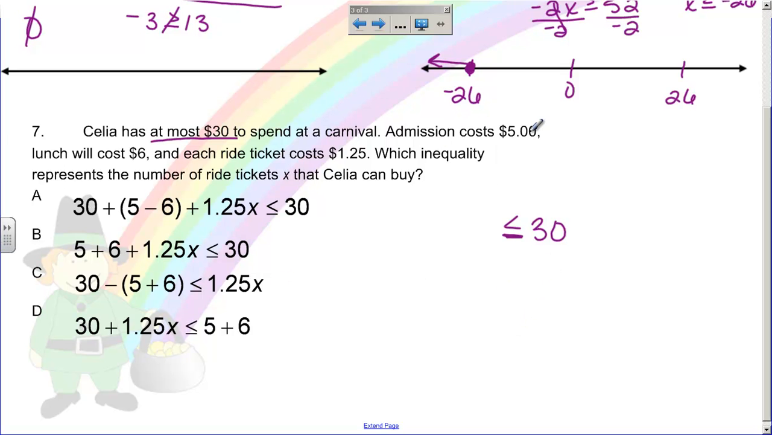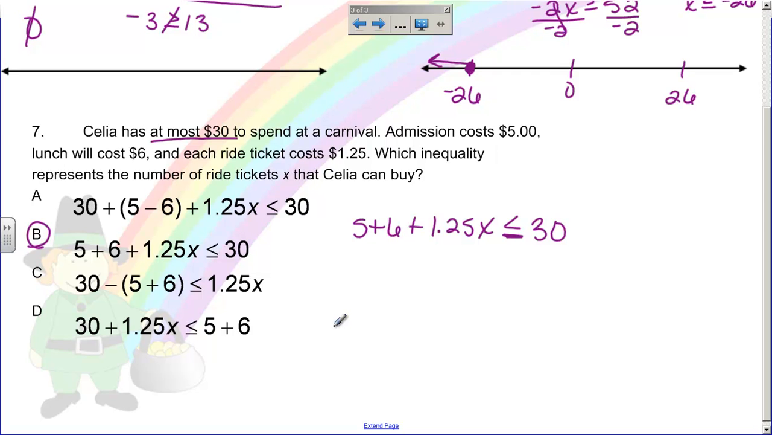Now, we know admission is $5. You're going to pay that one time. You also know that lunch is $6. She's going to pay that one time. So I have $5 to get in, plus $6 for lunch, plus $1.25 per ticket. So that's $1.25 for each ticket. So there is my inequality. Now that can clearly be simplified, but if you look at your answer choices, it's not. The answer is B.